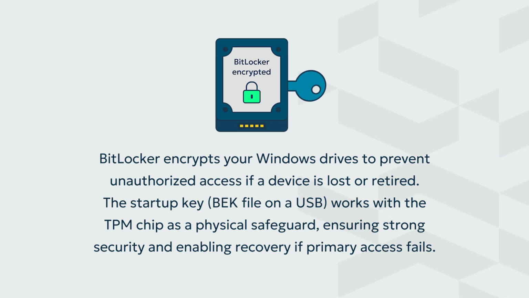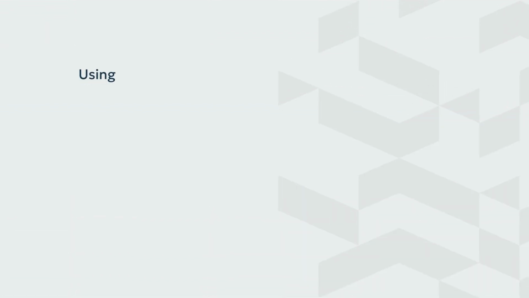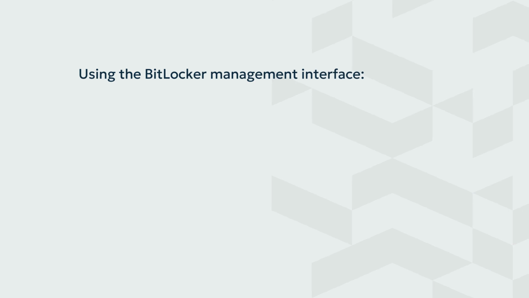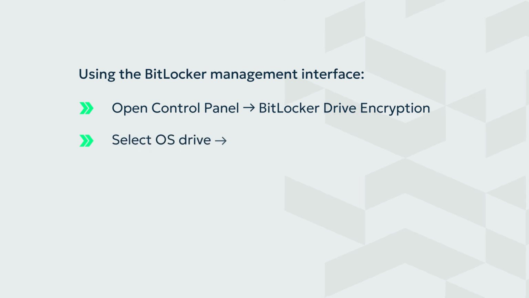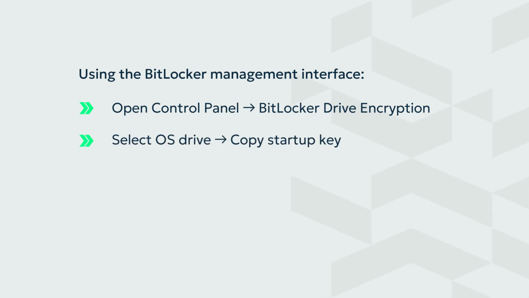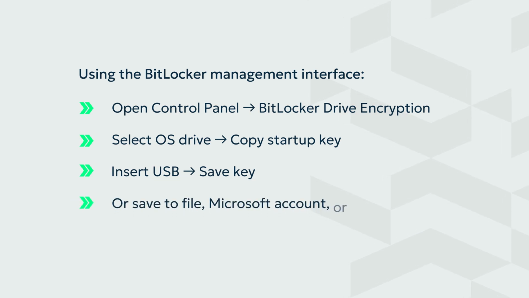Let's explore the practical ways to locate and copy an OS Drive startup key. Practical methods for key duplication. First, using the BitLocker management interface. Open the Control Panel. Navigate to BitLocker Drive Encryption. Select your OS drive and click Copy Startup Key. Insert a USB drive, select it, and click Save. You can also save it as a file to your Microsoft account or Active Directory.